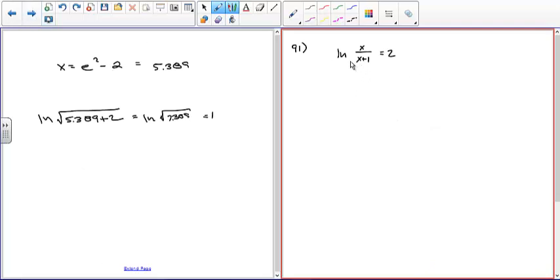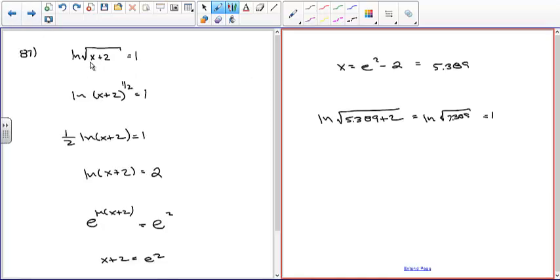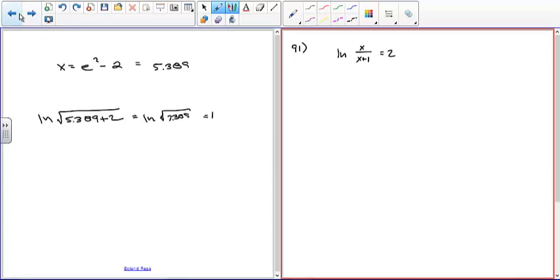Okay, so here we've got x in the numerator and the denominator. So again, just like the previous problem, we start with a logarithmic expression with the argument containing x. We have the same kind of thing here, except we have x twice. So we would do the same thing. We do e to the natural log of x over x plus 1 equals e to the 2nd power. E to the natural log of something is just something.